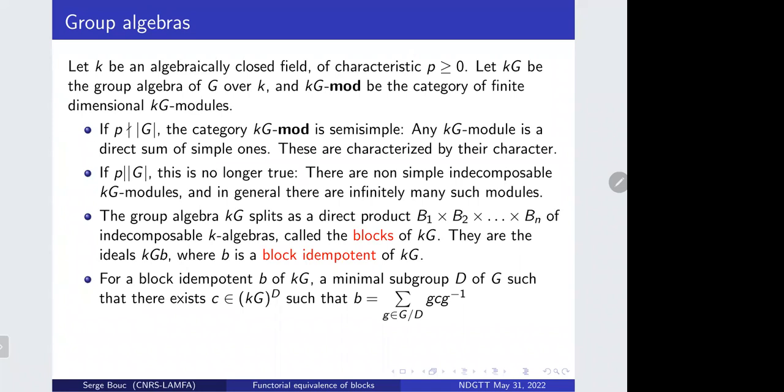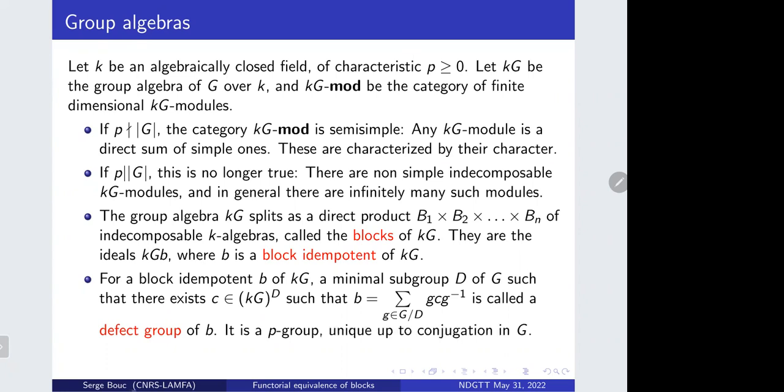So there is such a minimal subgroup, and such a minimal subgroup is called a defect group of the block b. One can show that it is a p-group, and also that if we have two of these, they are conjugate inside the group G. So it's essentially unique up to conjugation by G. Sometimes I will probably say the defect group of b, which is a bit incorrect, of course, because in general there are several different subgroups.